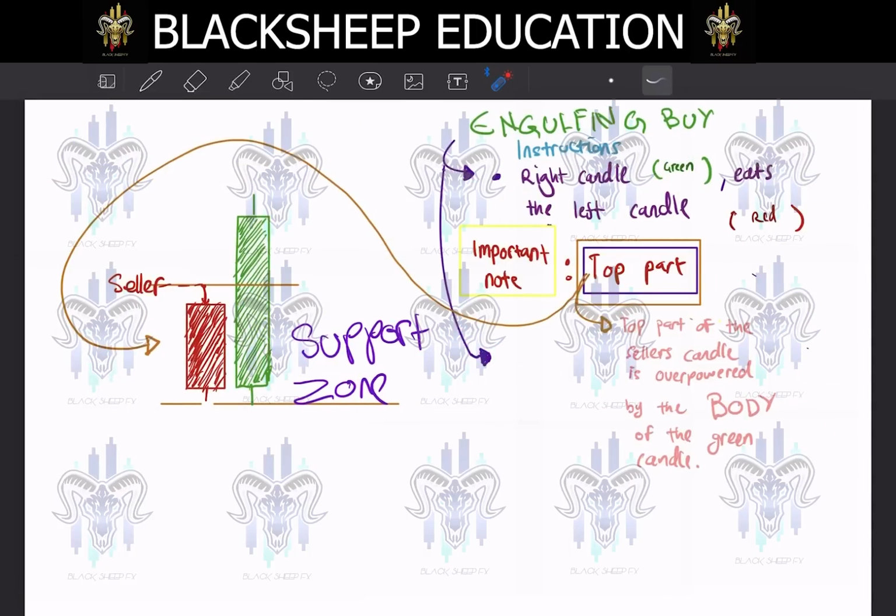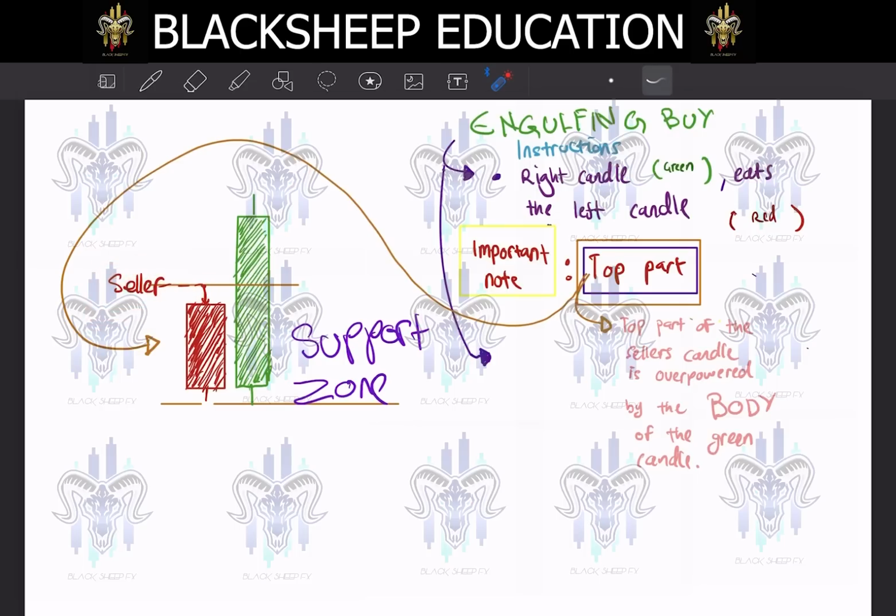So there are a few key points that you need to know about engulfing buy. The first step is that the right candle, which for this reference is the green candle, has to eat the left candle, which is the red candle. When we talk about eating, the body of the candle has to be higher than the highest point of the red candle, because we want to know that the buyers that pushed the price from here till here are strong enough to overpower the sellers that live in this seller's candle.